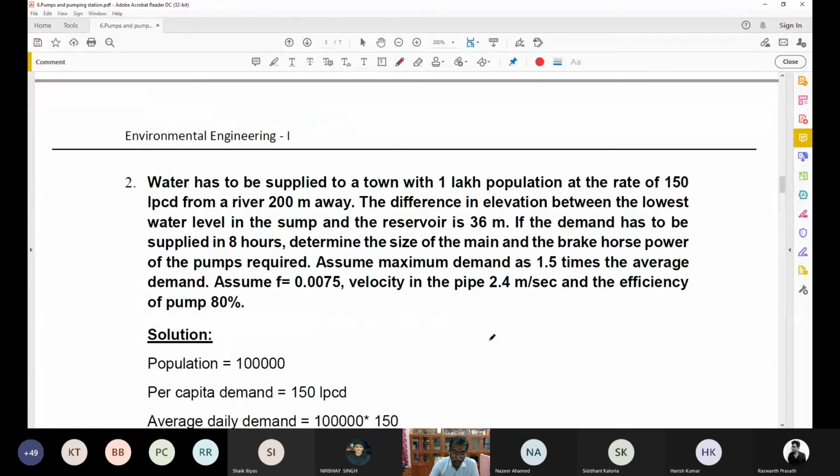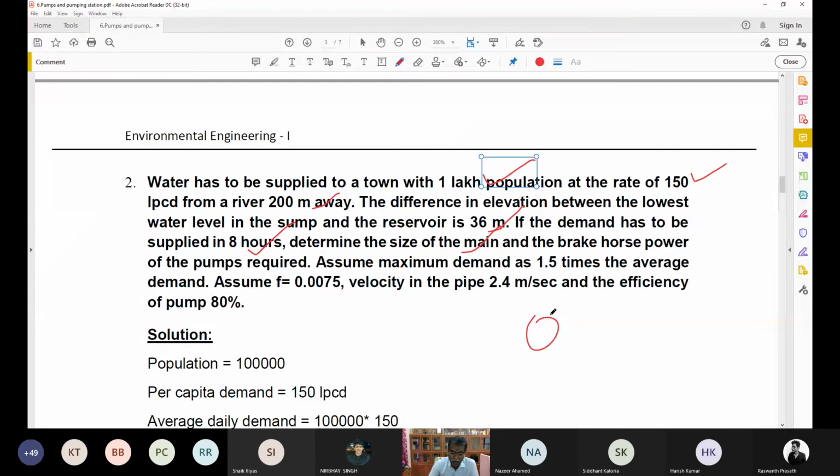Water has to be supplied to a town of 1 lakh population at a rate of 150, because if the population and rate of supply are given, then you can multiply both. And the river is almost 200 meters away. The difference in elevation between the lowest water level of the sump and the reservoir is 36 meters. The demand has to be supplied within 8 hours, and determine the size of the main.